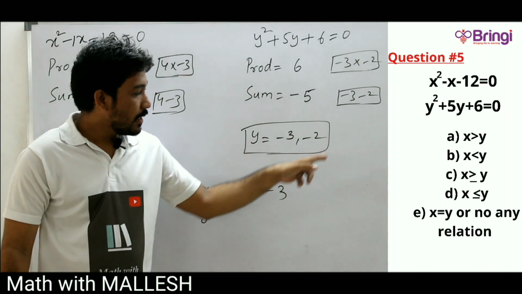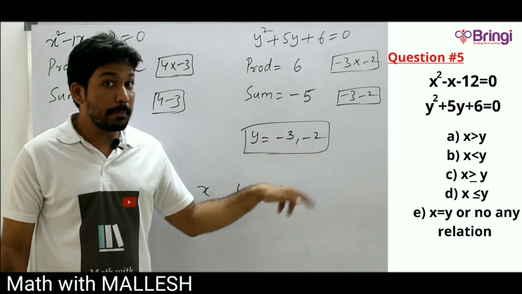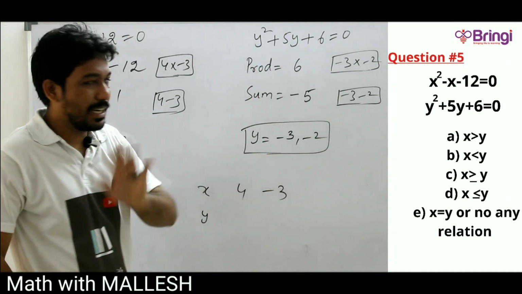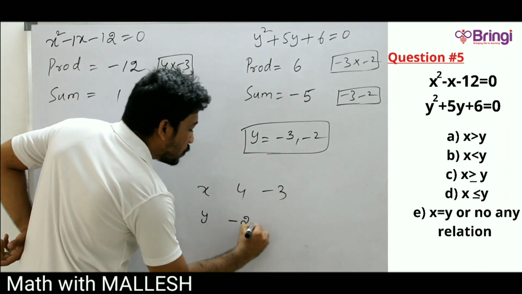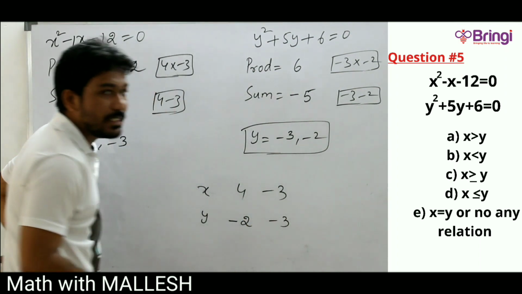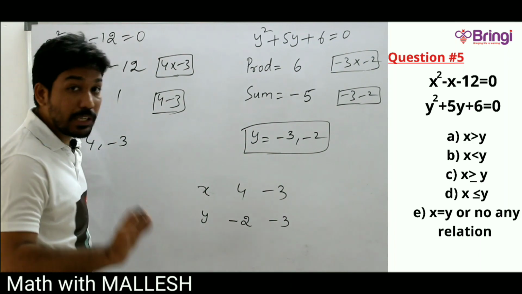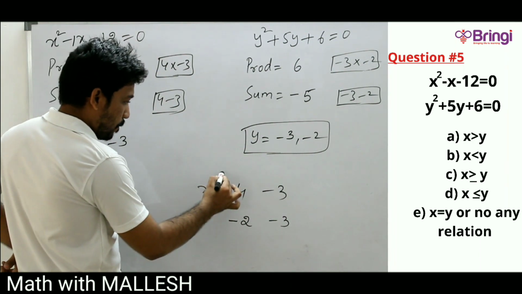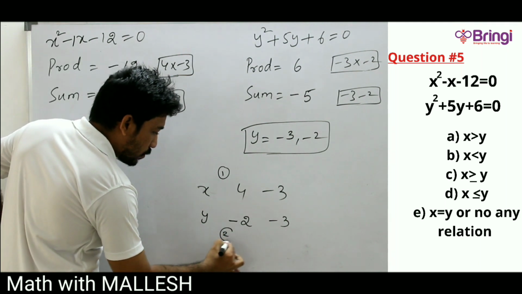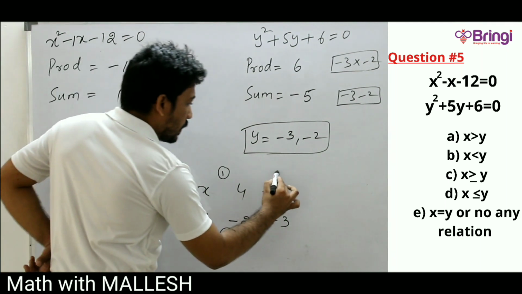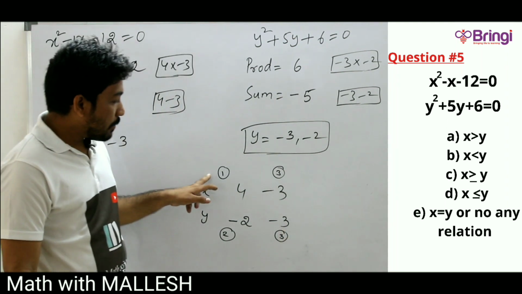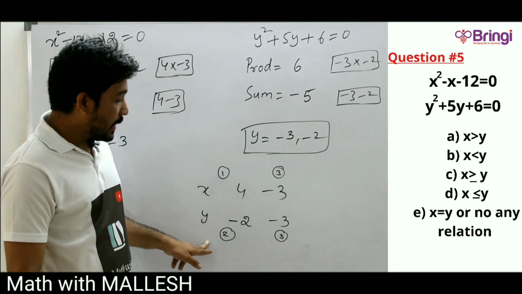What is the big number of Y? See, most of the students will think minus 3 is the biggest number. No. Minus 2 is the big number and minus 3 is the smaller number. Now give rankings. 1, okay, 2, 3 and 3. Sometimes X is big, sometimes Y is big.